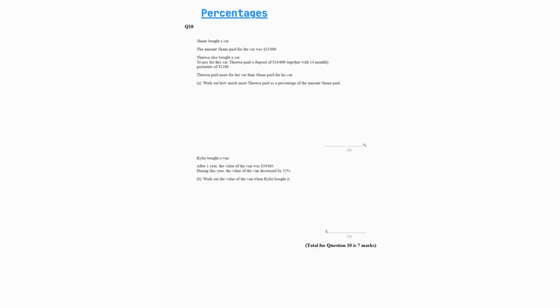So for this, we know that Shane bought the car for this much amount and Teresa paid a deposit of 18,000 together with 14 monthly payments. So it's going to be 18,000 plus 14 times 1,160. This would give us the amount that she paid. So that's going to give us 34,240. Shane has paid 32,000.